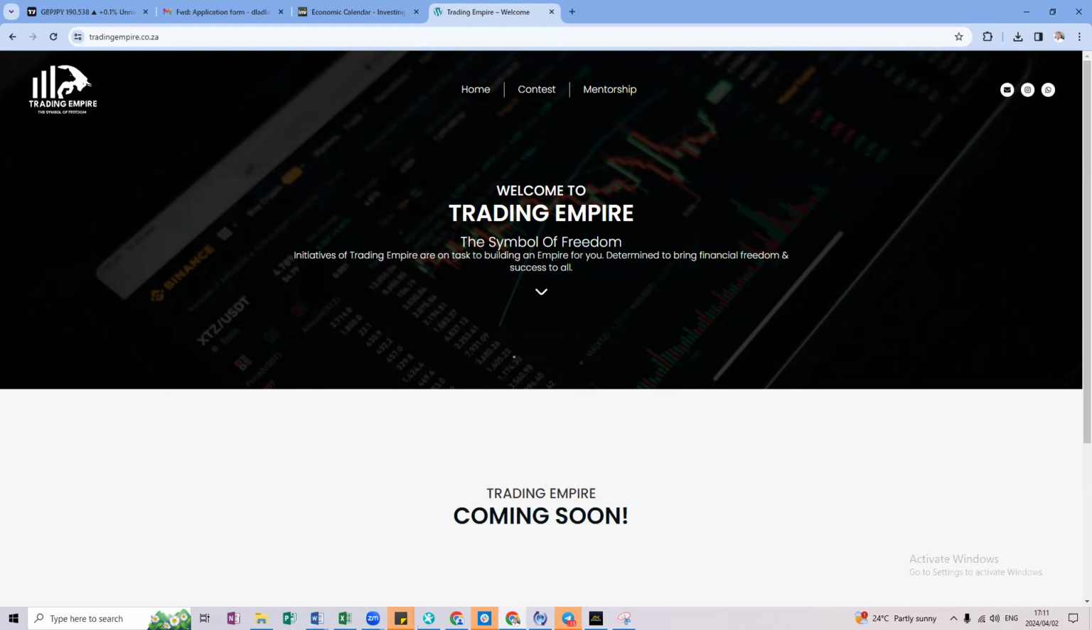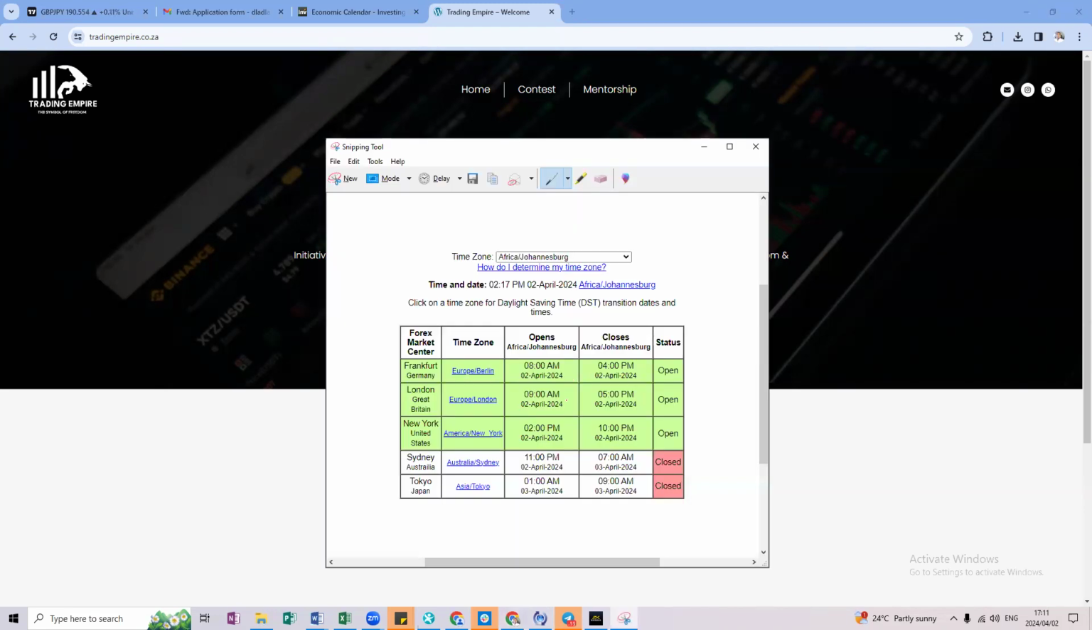And don't forget the market times. London opens at 9 a.m. South African time. This is for South Africans, by the way. New York opens at 2 p.m. our time, London 9 a.m. So these are the trading hours per session. It's good to know when London opens and when New York opens, because those are the trading sessions that have the highest volatility.